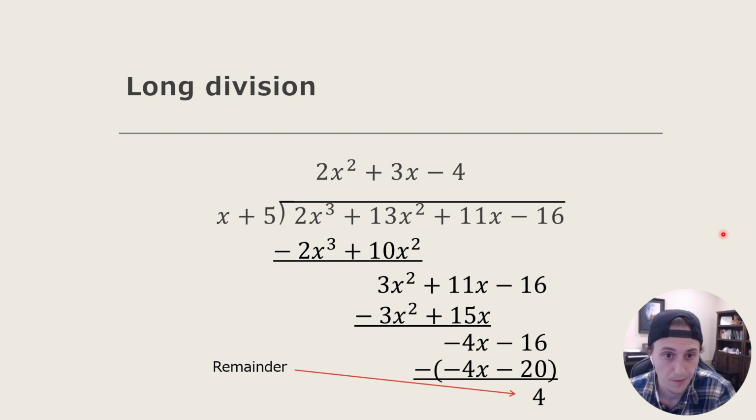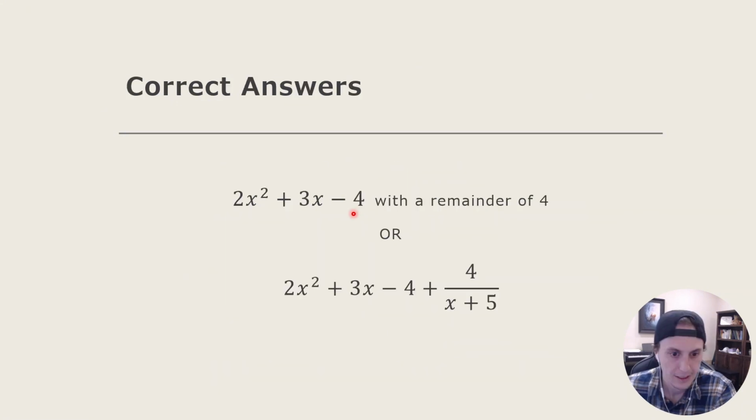But the other option is to say 2x squared plus 3x minus 4 plus 4 divided by x plus 5. So let me show you what I'm trying to say. So here's your possible correct answers. 2x squared plus 3x minus 4 with a remainder of 4, or 2x squared plus 3x minus 4, same thing that we had at the beginning, plus the remainder 4 over what we divided by, x plus 5.